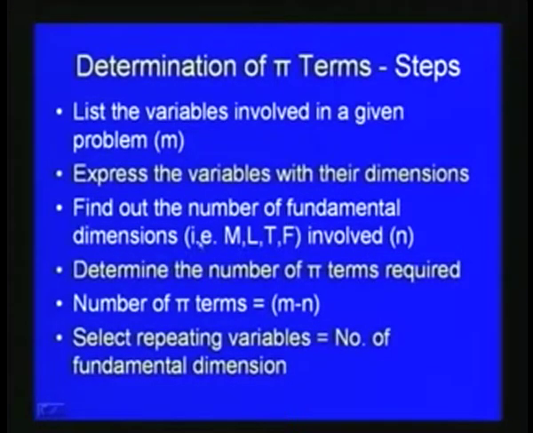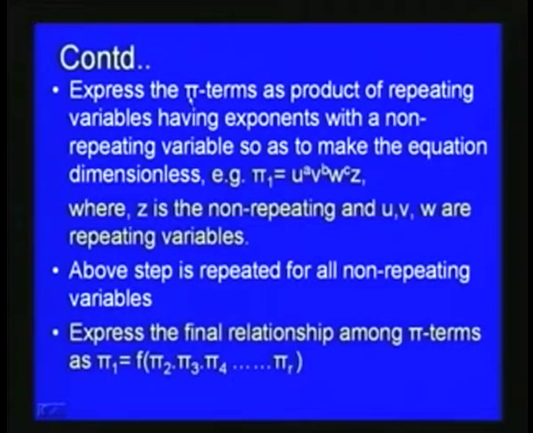We have already seen what a pi term is; it is this m minus n. So, we have to determine the number of pi terms. The number of pi terms is equal to m minus n. Now, based upon this, we select the repeating variables, equal in number to the number of fundamental dimensions, and then we express the pi terms as a product of the repeating variables having exponents with a non-repeating variable, so as to make the equation dimensionless. So, in the next step we express the pi terms as a product of repeating variables. For example, pi 1 is equal to u to the power a, v to the power b, w to the power c into z.